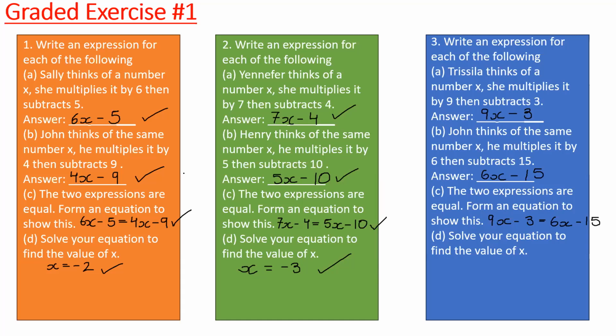First, I wrote down my equation: 9x minus 3 equals 6x minus 15. So we matched the numbers that are alike, which gives us 9x minus 6x equals -15 plus 3. So 9x minus 6x is 3x, and -15 plus 3 is -12.